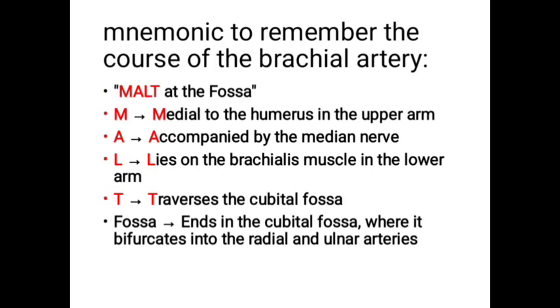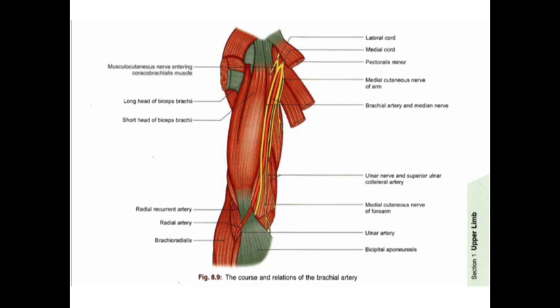Here is a mnemonic that can help you to know the course of the brachial artery, and this mnemonic is just a sentence: "MALT at the fossa." M for medial to the humerus in the upper arm, A for accompanied by the median nerve, L it lies on the brachialis muscle in the lower arm, T it traverses the cubital fossa, and the fossa is that it ends in the cubital fossa where it bifurcates into the radial and ulnar arteries. So with this mnemonic, you can know the course of the brachial artery.